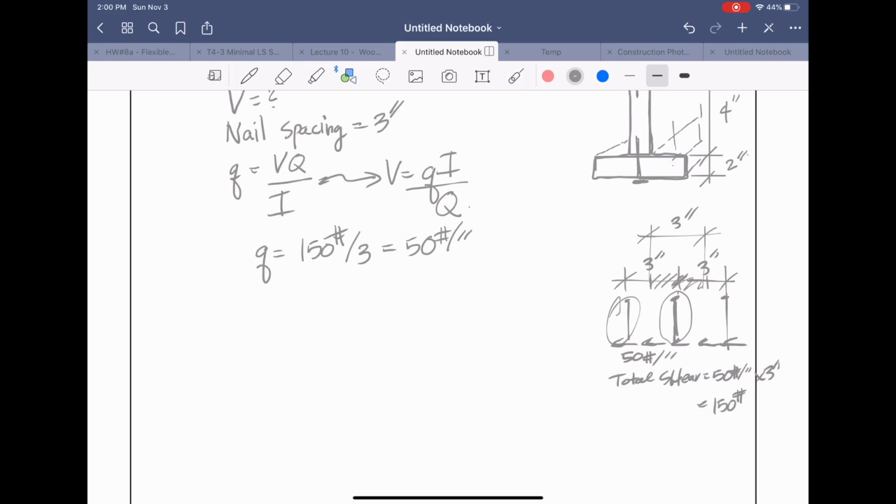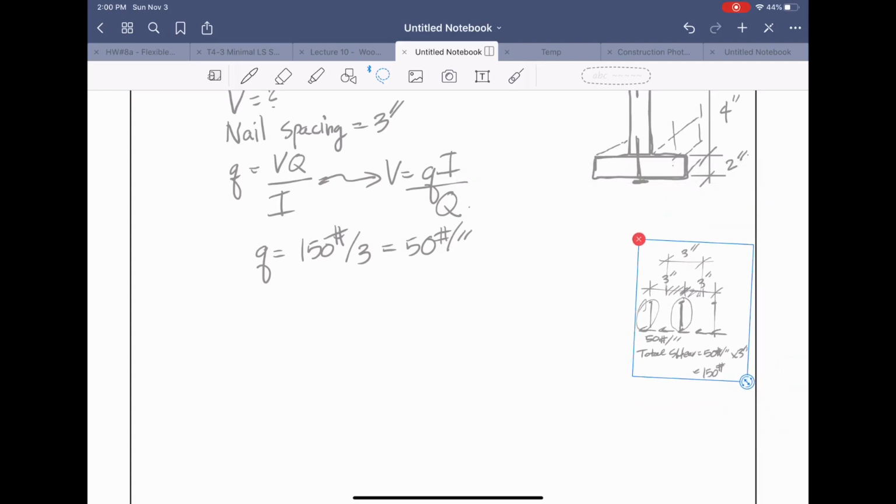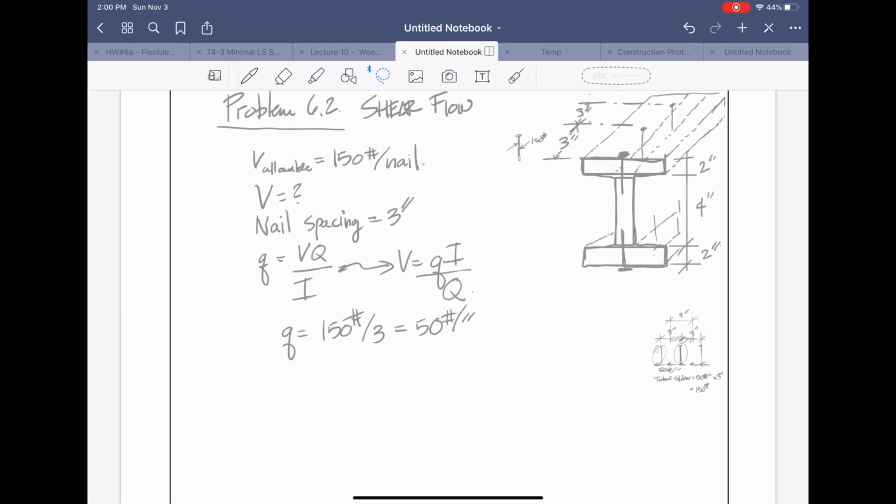This is really not important information, it's just for you to understand. So let's do a check. We're solving for V. We've got q. We don't have our I, but we'll get that. We have the uppercase Q. So all we do is fill in the blank.